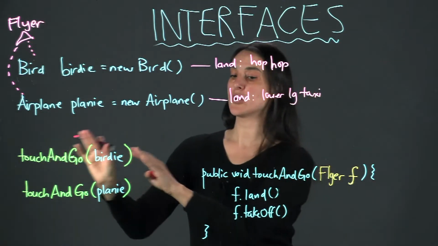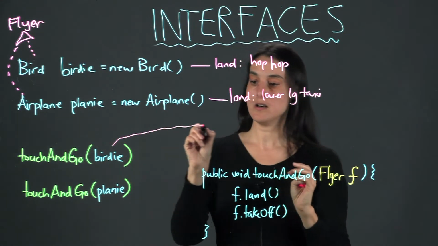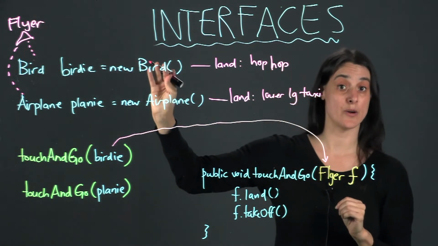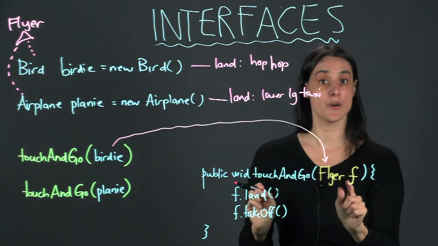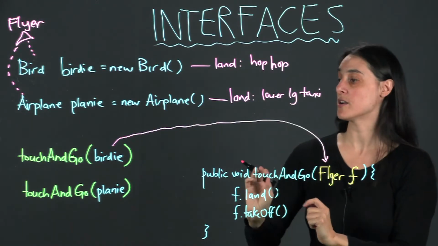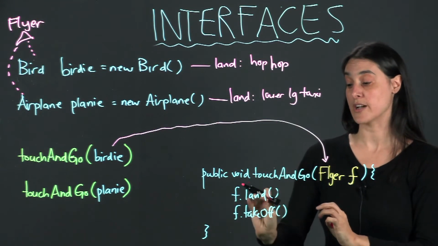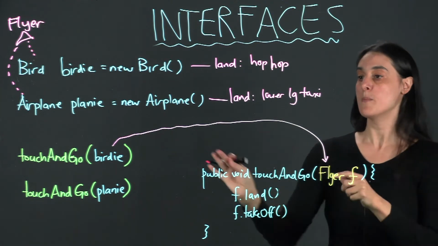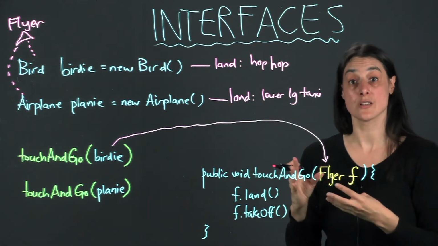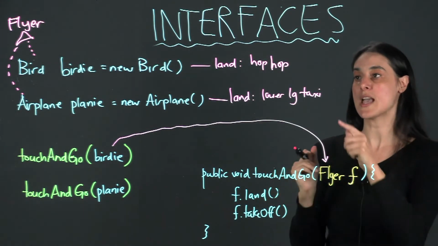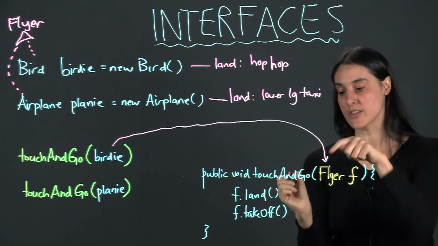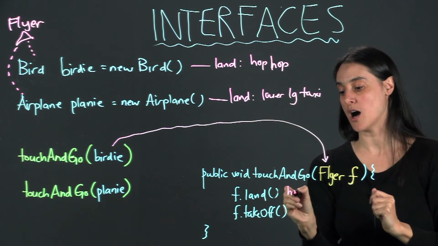So when we call touch and go with birdie, birdie comes along through here. Remember, its actual type is bird because that's how we instantiated it, but the apparent type of F is flyer. So here we can call land on any flyer because land is defined within flyer. It's listed inside of that interface. But it's going to be the actual type of F that is used to actually run this method. So the actual type of F in this case is a bird, and that means that when we call this passing in birdie, we will get hop, hop.